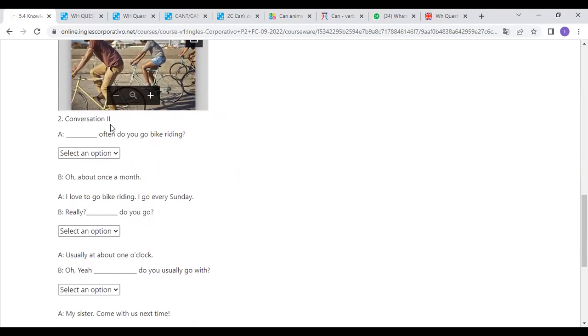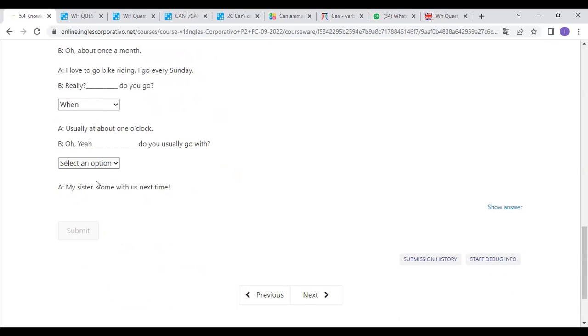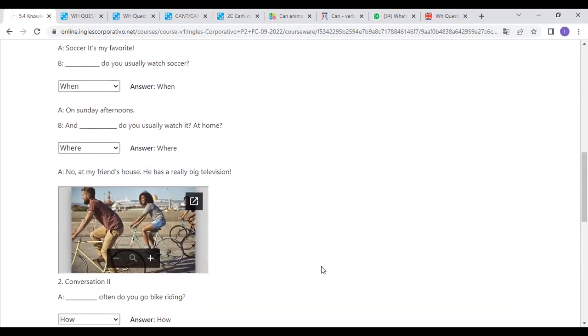Nice, guys. Ahora tenemos, how often do you go bike riding? About once a month. How often? Now, guys, I love to go bike riding. I go every Sunday. Really? Okay. Do you go usually? When? Oh, yeah. Do you usually go with my sister? Come with us. Okay. Who? Now, guys, let's see. So we have who, when, how, where, when.